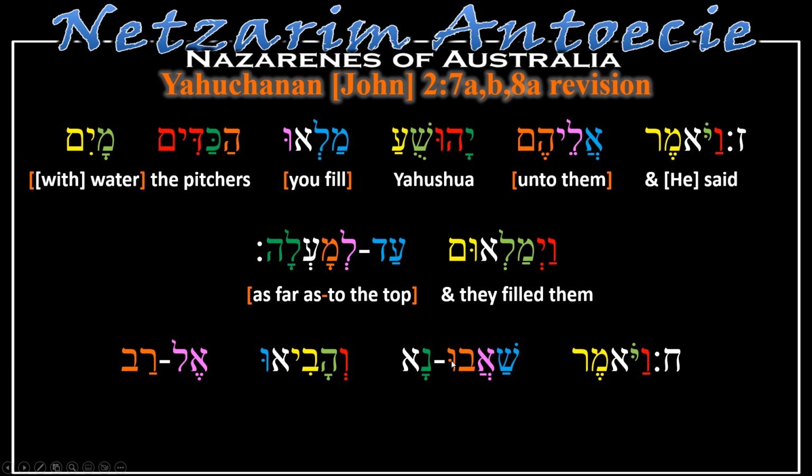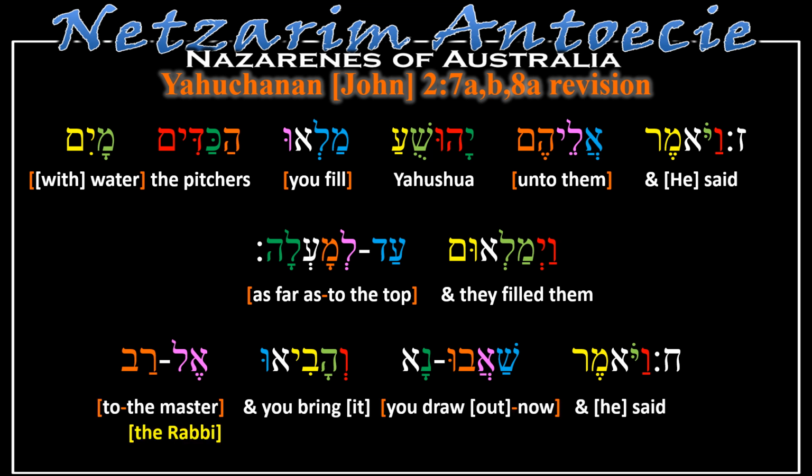Sha'avuna, you draw out, na, now, which could also be please. Haviu, and you bring it, so it is just added, L'Rav. Now Rav can mean the rabbi as well, or the master, the great one, because Rav means sort of great, so it can mean to the great one, which is usually the term used for a rabbi. And he said, you draw out now, and you bring it to the master or the rabbi.